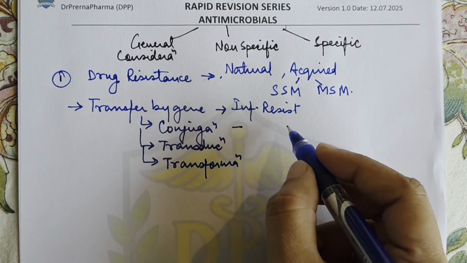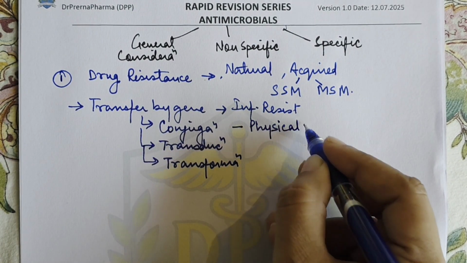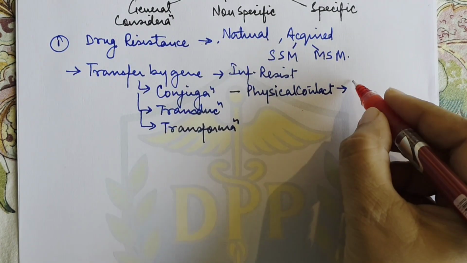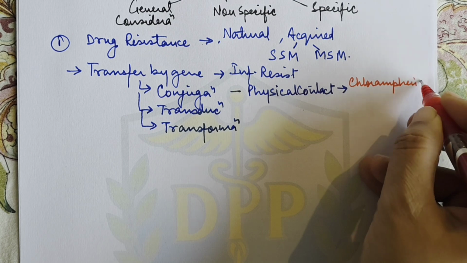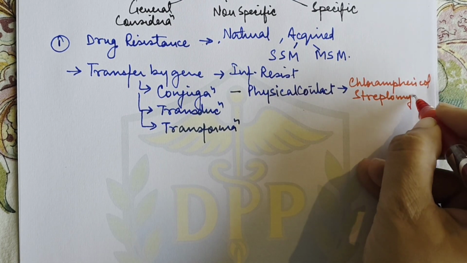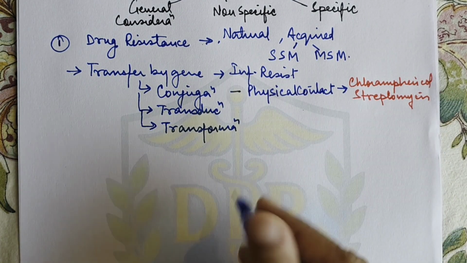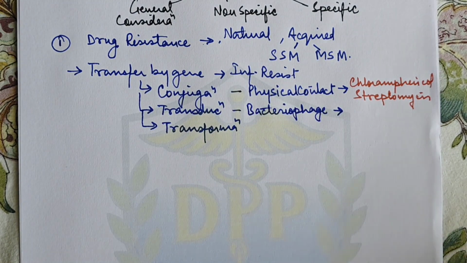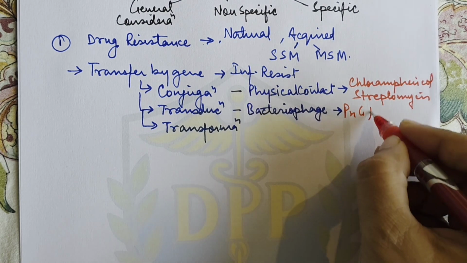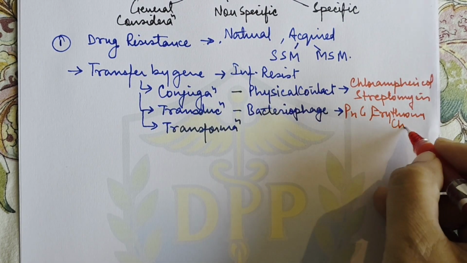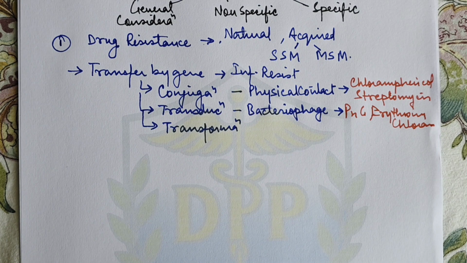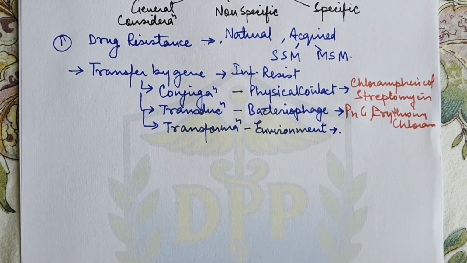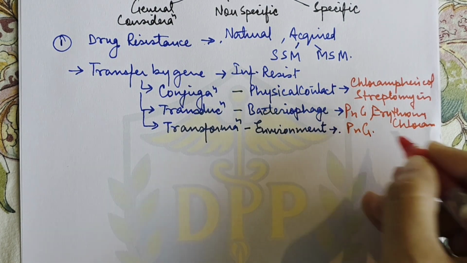Okay, now what is conjugation transfer? When there's a physical contact, both the cells come into contact physically, and this mechanism is responsible for development of resistance in chloramphenicol and streptomycin. Okay, then what is transduction mechanism? Transduction mechanism is transfer through a bacteriophage. So a bacteriophage takes the gene from one cell to another, and this type of transfer is seen in penicillins, then erythromycin, and also chloramphenicol. Okay, the next is transformation. It is the transfer of resistance gene through the environment. There is no physical contact and there is no bacteriophage, it is through the environment, and it is not very significant clinically. It is mainly seen in penicillin G.